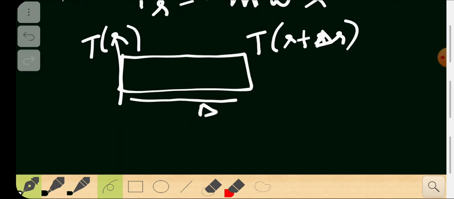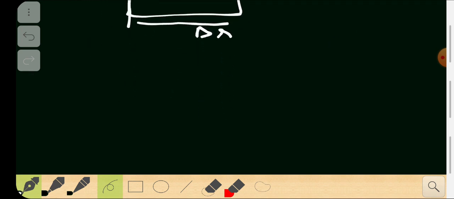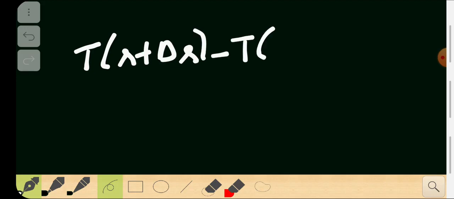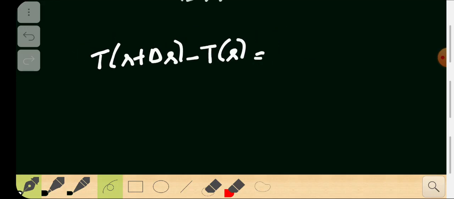So for some small difference of length delta r, you can write down T of r plus delta r minus T of r will be equal to the angular acceleration force. So it will be minus mass times r, which is the total distance for the whole thing, times omega square.